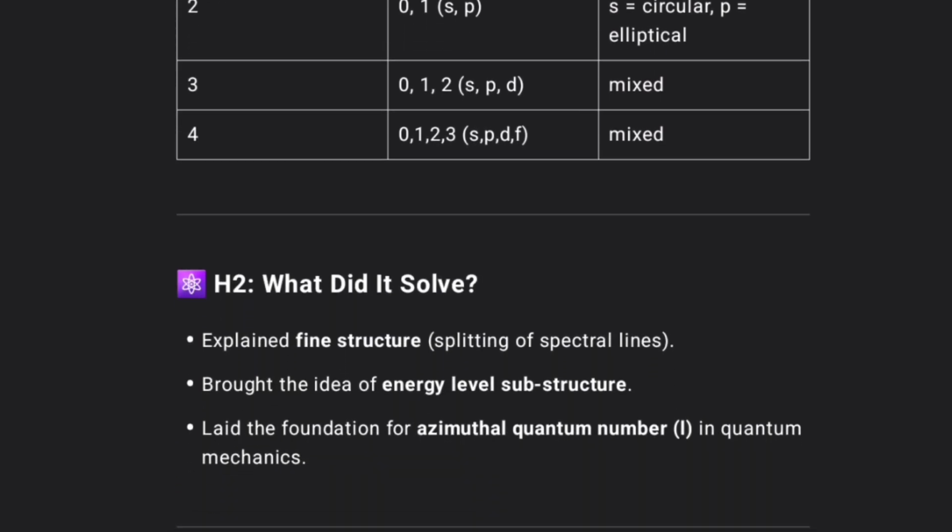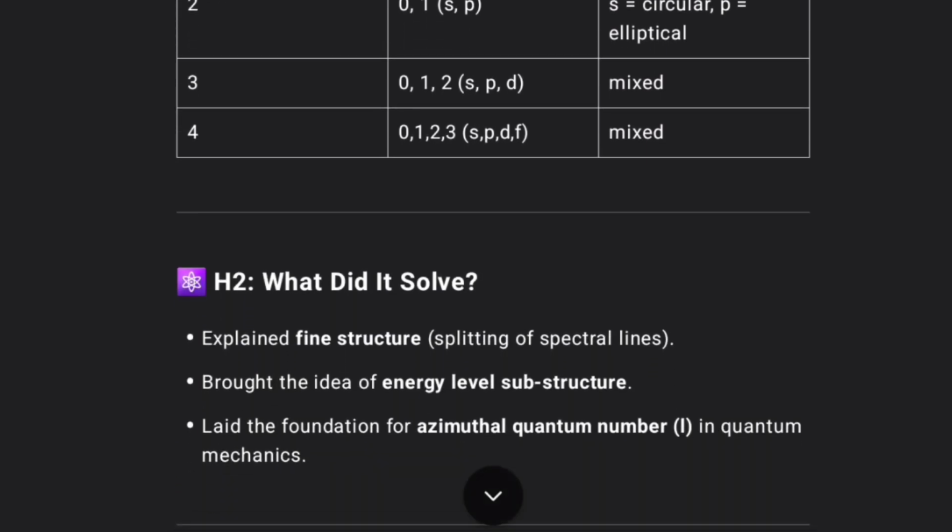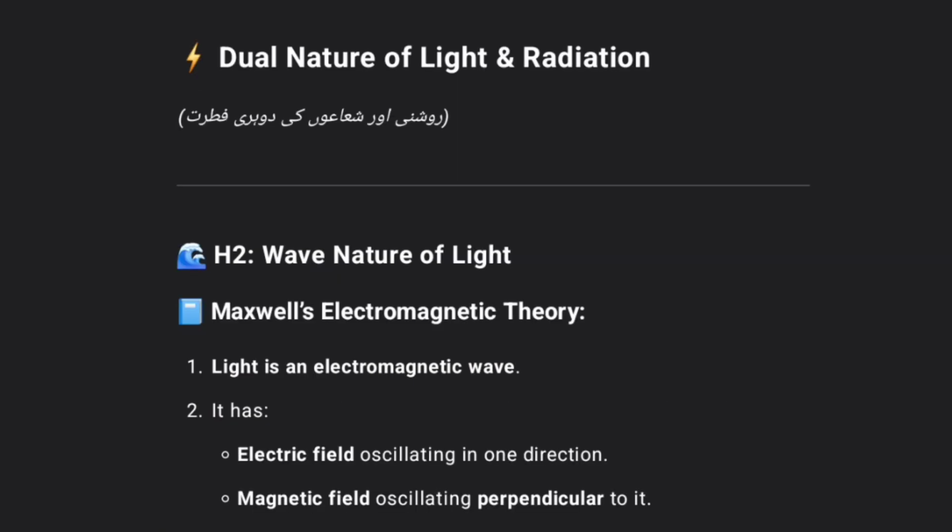What did it solve? It explained fine structure, the splitting of spectral lines. It brought the idea of energy level substructure. It laid the foundation for the azimuthal quantum number l in quantum mechanics. Next, the nature of light and radiation.